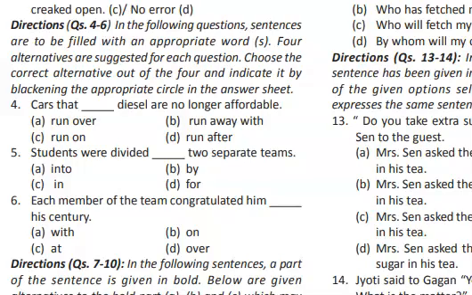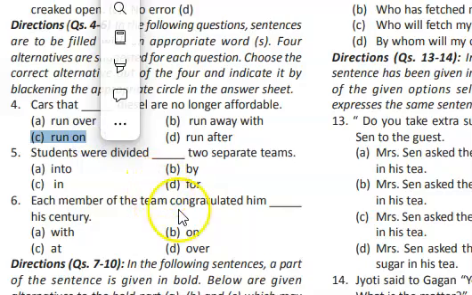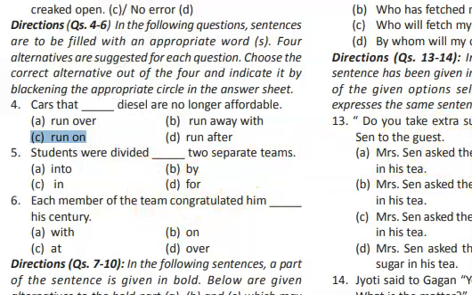These are filler questions from question number 4 to 6. Cars that dash diesel are no longer affordable. So what should be the correct answer? The correct answer here will be C, run on. What does it mean? Run on means whenever any vehicle, say a car or bus, runs on, consumes diesel or petrol, that is called run on.